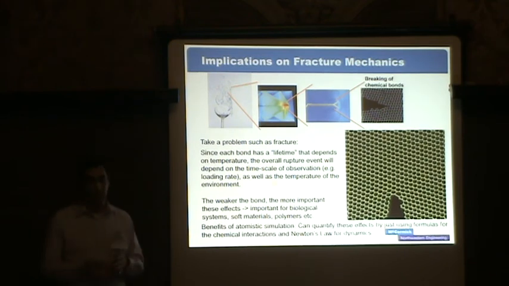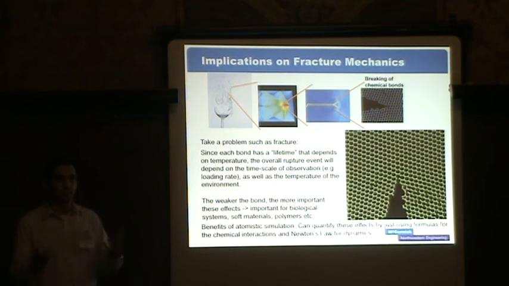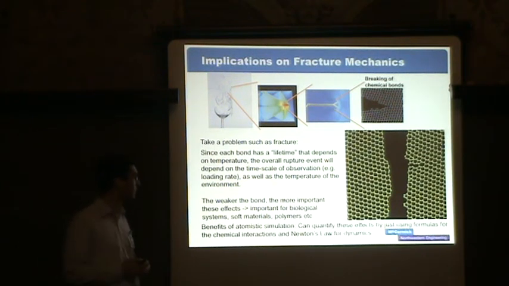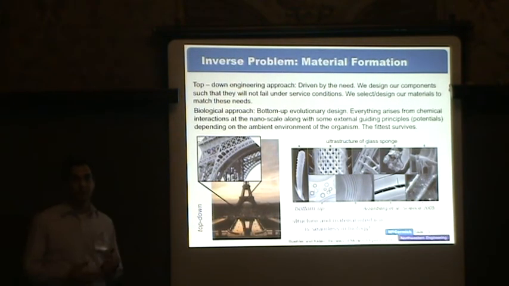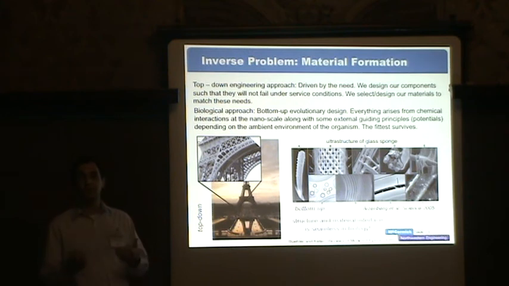So this is important for the case of fracture, which Professor Gao also talked about, because you have temperature dependence and stochastic events that occur, which are important to consider, especially as you go into softer materials, such as biological materials. This consideration of lifetime and temperature effects is very important. And it's also important for the inverse problem of how you form materials. So we can talk about simulations of self-assembly, how materials come together.